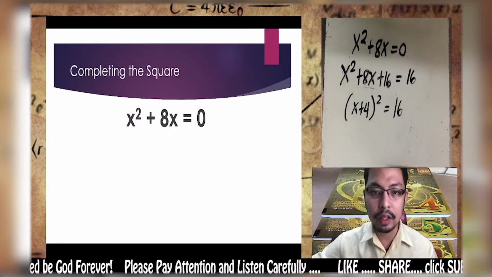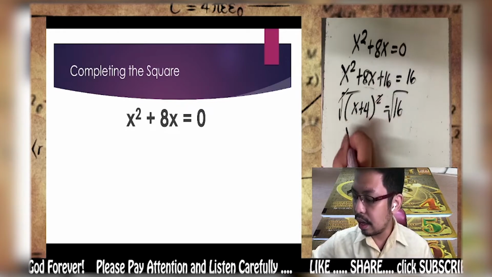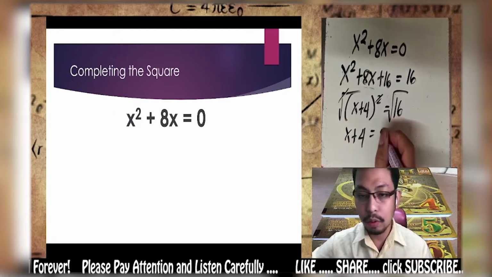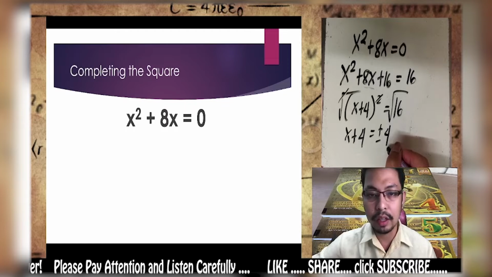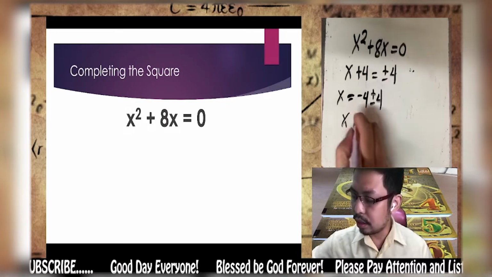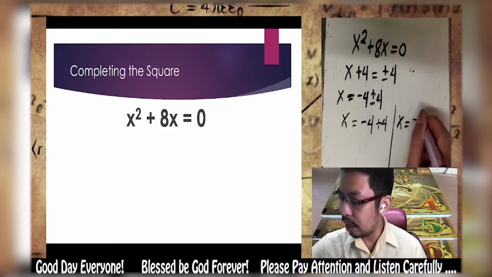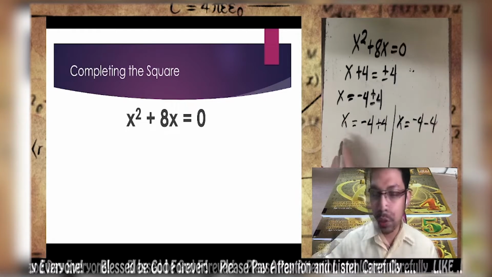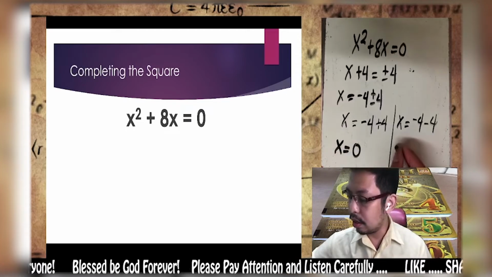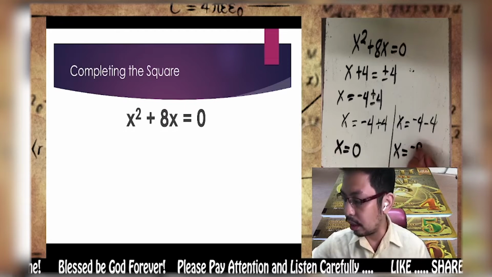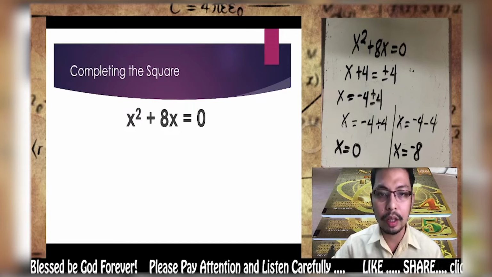And then use extracting square root. Square root both sides. This is cancelled. x plus 4 is equal to plus or minus 4. The square root of 16 is plus or minus 4. So we have x is equal to negative 4 plus 4, x is equal to negative 4 minus 4. So let's solve the first root. x is equal to 0. The second root is x is equal to negative 8. So these are the roots for the quadratic equation using completing the square.